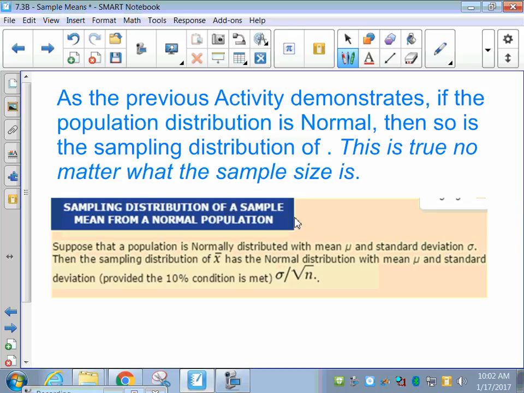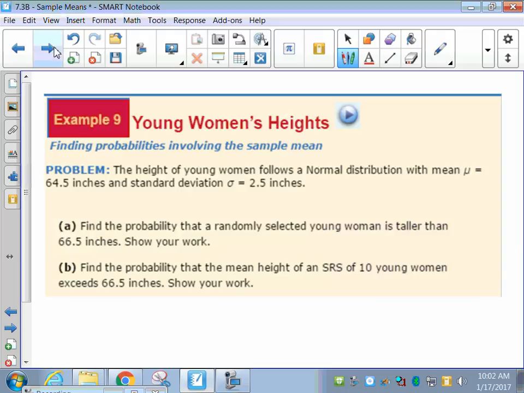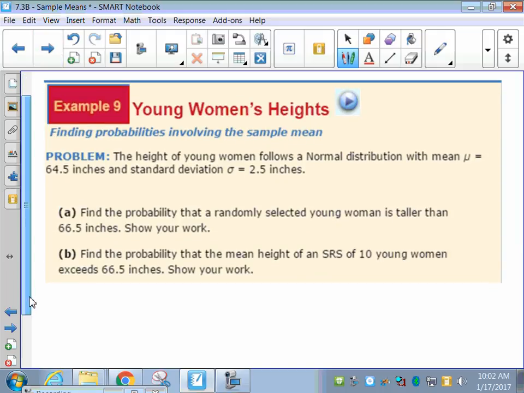Okay, good. So, as the previous activity demonstrates, if the population is normal, then so is the sampling distribution of X bar, okay? So if it says it's normal, then you automatically know your sampling distribution is normal. A lot of times they'll tell you that. So if it's normal, you can use mean and standard deviation. So here's an example, and you've got to read carefully.